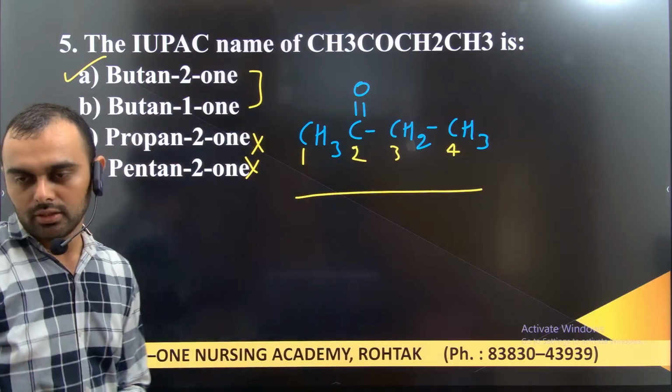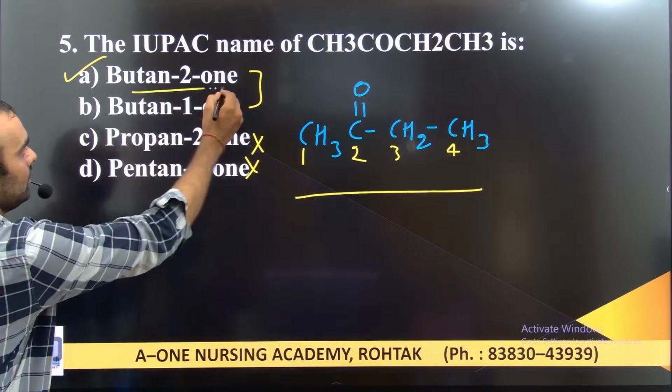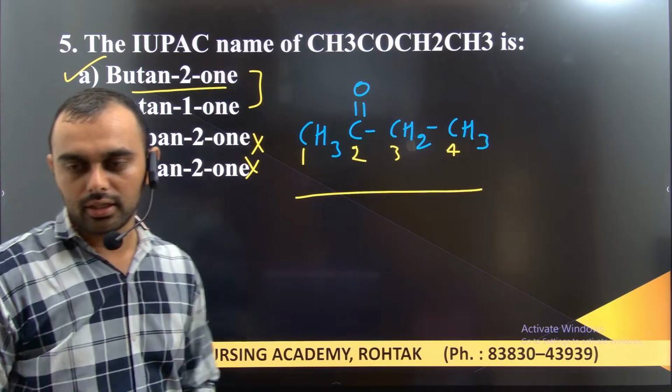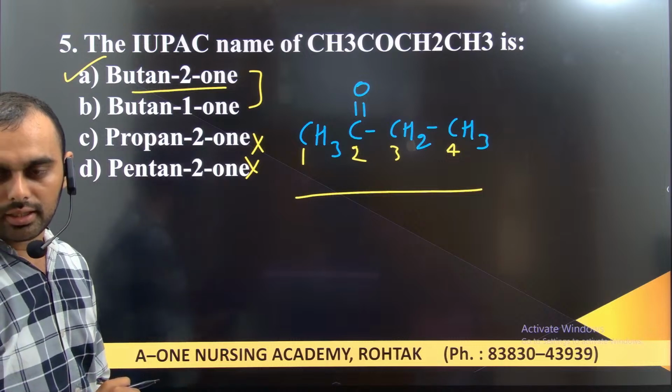Anjali, absolutely right beta, the answer to this question should be butan-2-one. So A is the right choice. Rajat, very nice beta. A is the right choice.